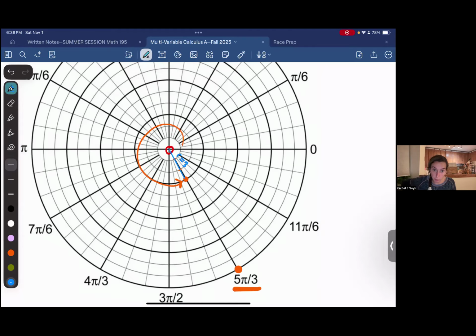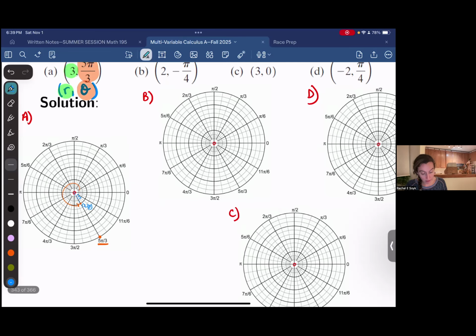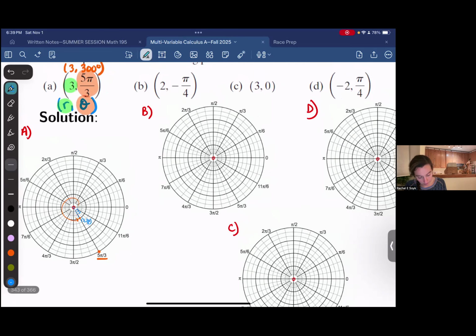So this coordinate point is, again, 3 comma 5 pi over 3. And we're done. Let's move on to part B, and now we can pick up the pace a little bit.